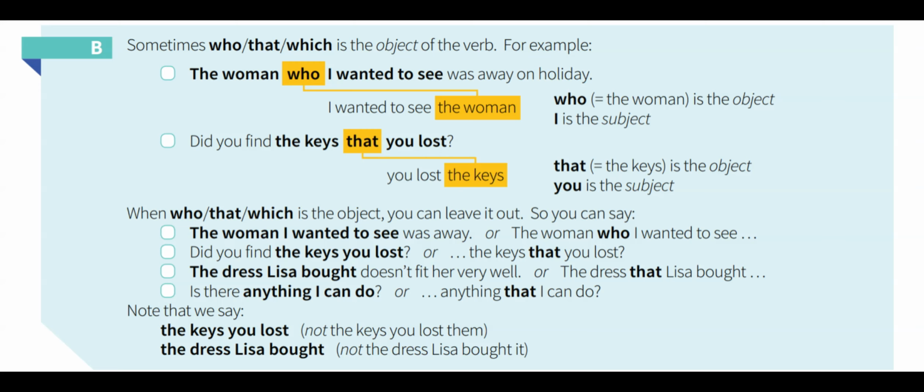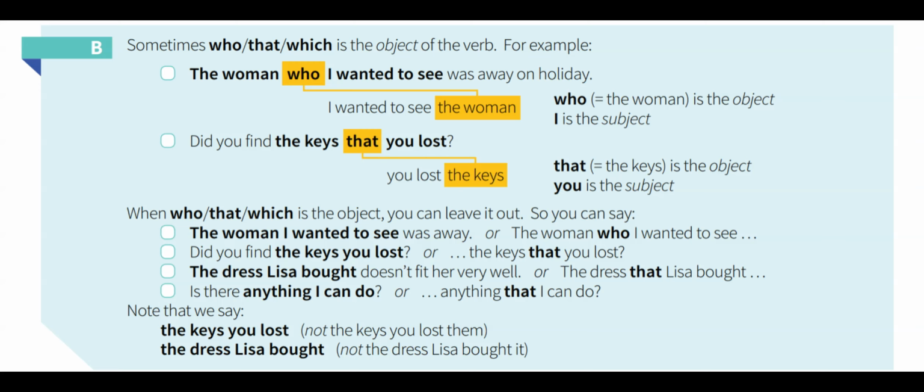You invited people to your party. Some of them couldn't come. You tell someone, some of the people couldn't come. How do you tell this person? Or you could say some of the people that I invited to my party couldn't come.